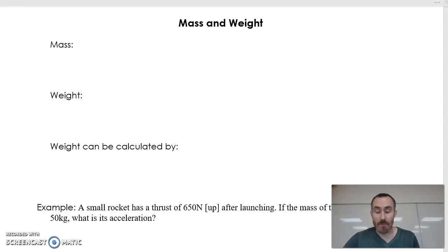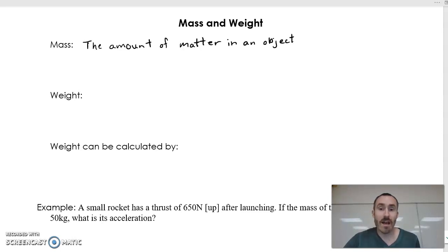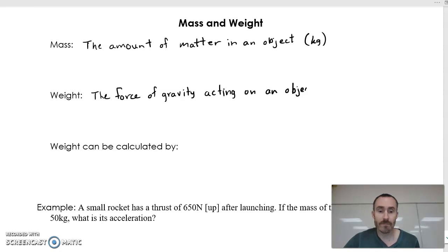Okay, so mass is the amount of matter, and that's measured in kilograms. Weight is the force of gravity acting on an object, and that is measured in newtons, because force is measured in newtons.